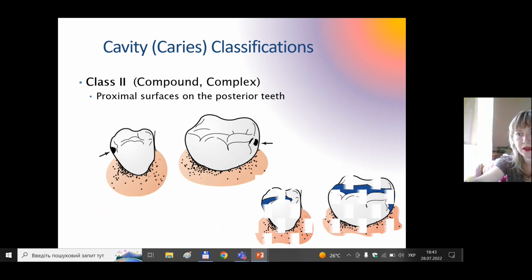Second class, complex and compound. To this class refers cavities that are localized on proximal surfaces of posterior group of teeth. Complex because it affects two surfaces of the tooth, and compound because it affects three and more surfaces of the tooth. Mesial, distal, and occlusal. Mesial and occlusal.